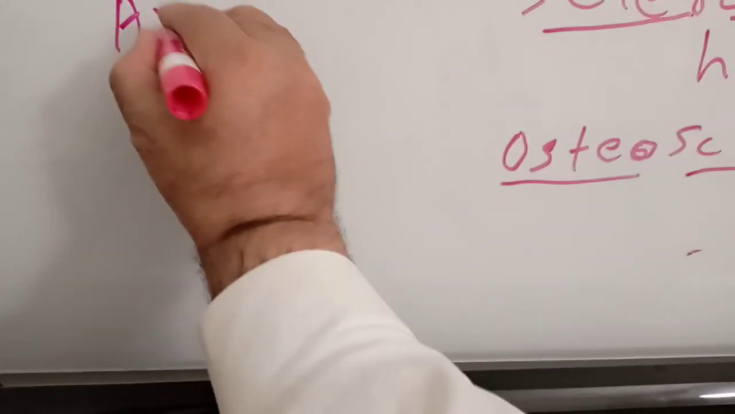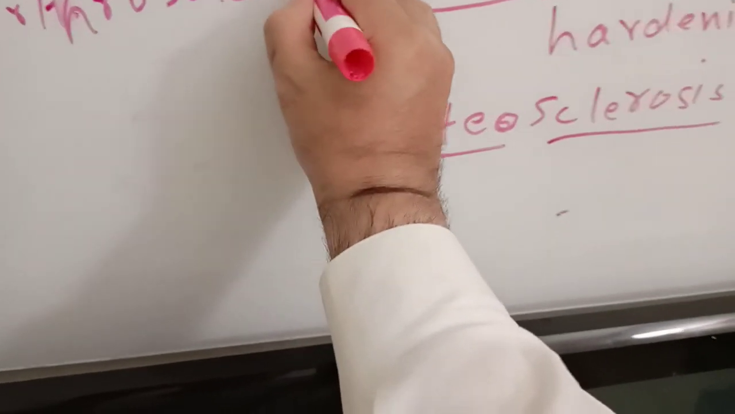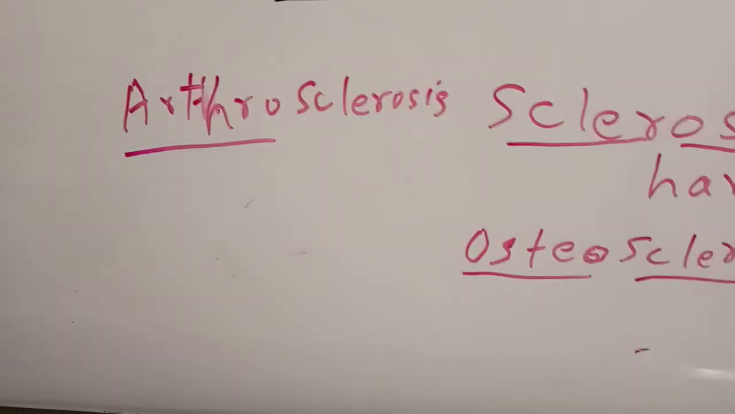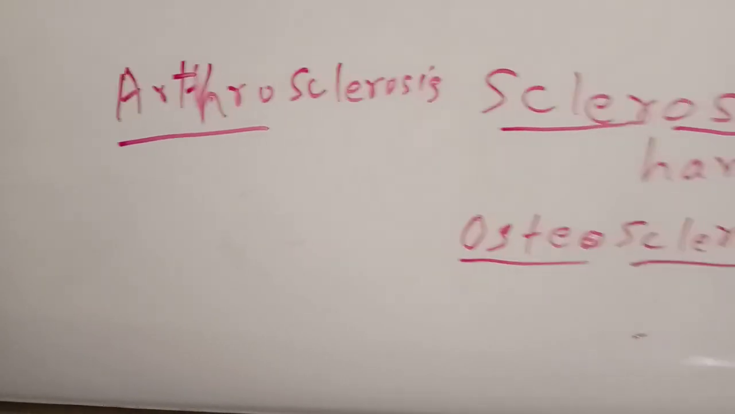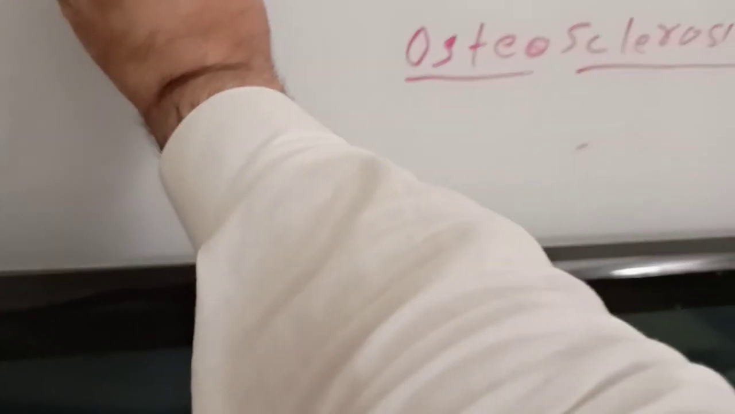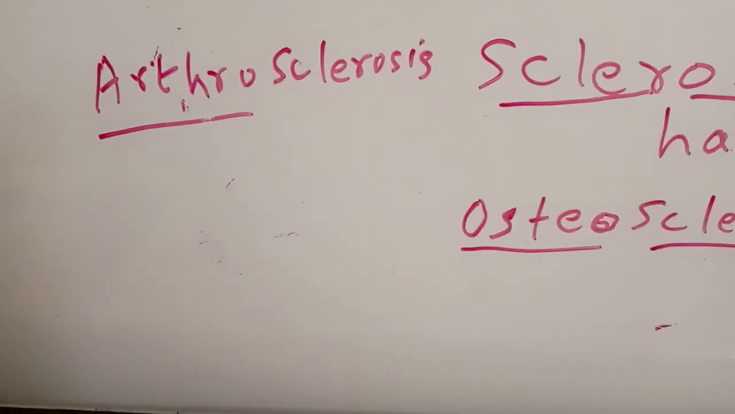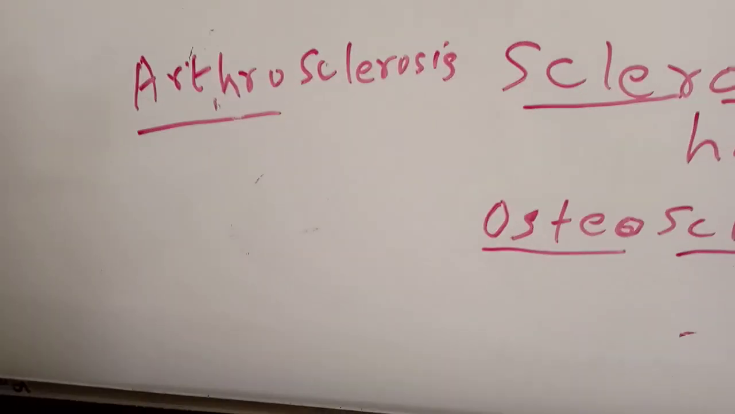Next word is arthrosclerosis. Arthr is joint, and sclerosis is hardening. Arthrosclerosis. Arthr is joint, sclerosis is hardening.